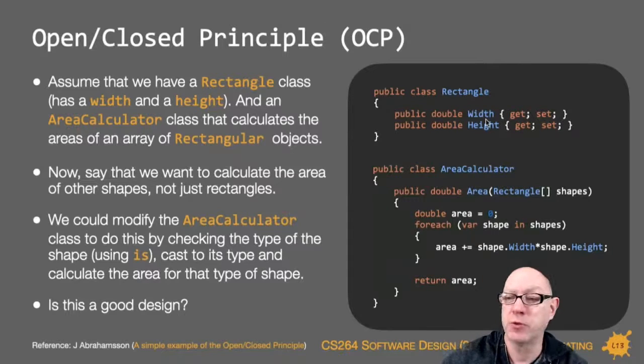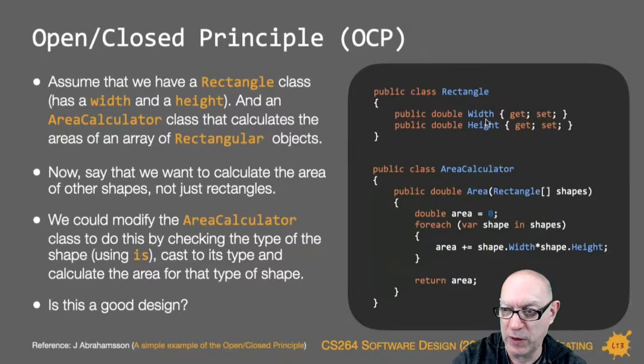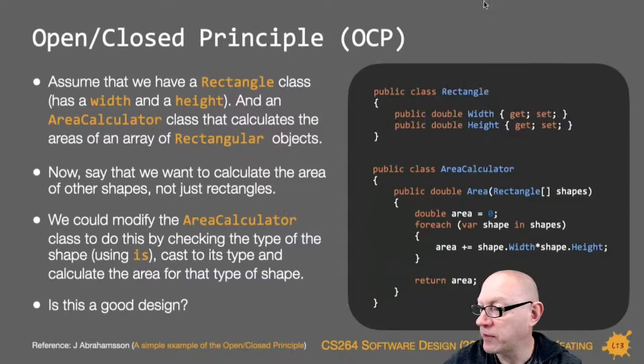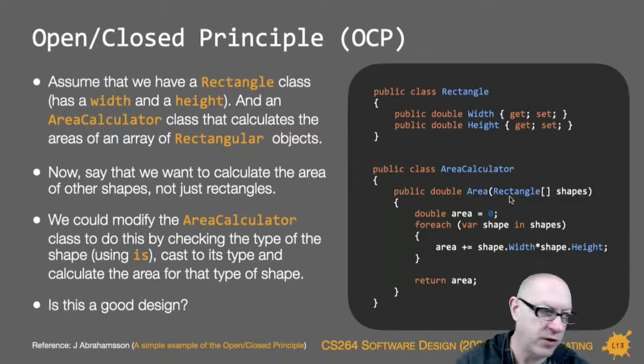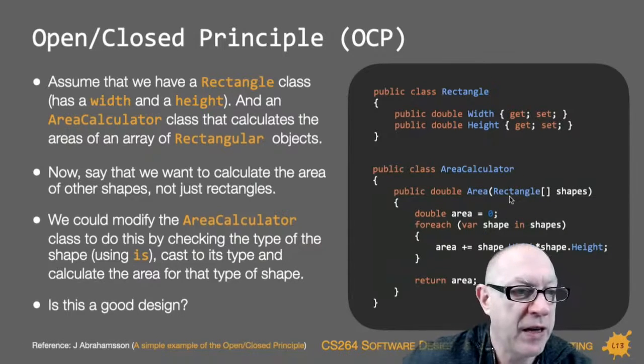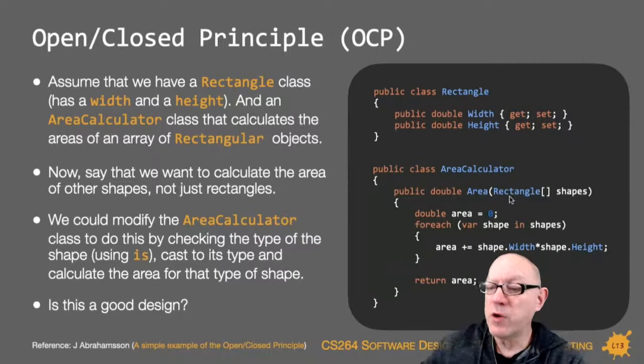And you can do it with JavaScript too. And when you're writing your JavaScript, it's probably a good idea to start thinking about these principles, because they all apply and can be applied with JavaScript as well, because we deal with objects in JavaScript all the time too. So let's say then we also have this area calculator class, and that calculates the area of an array of rectangular objects. So last time we were just looking at general shapes, but now we're being more specific and we're dealing with rectangles.